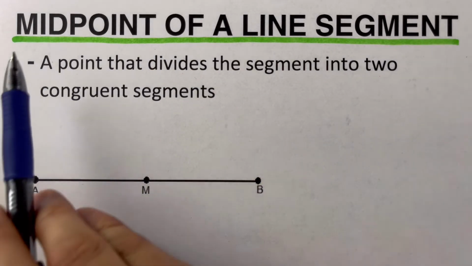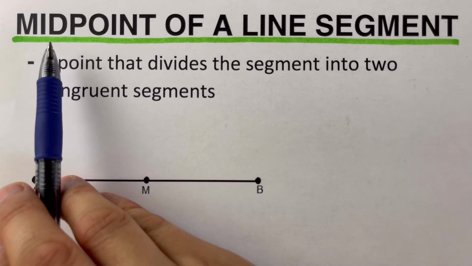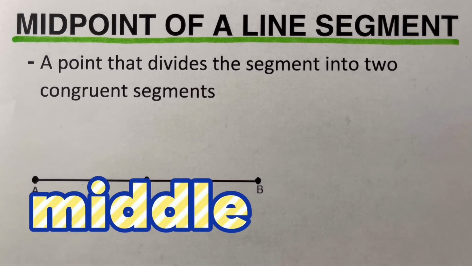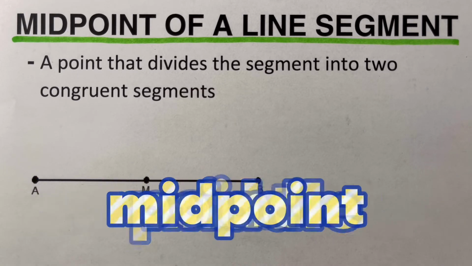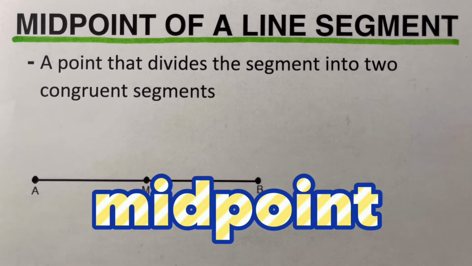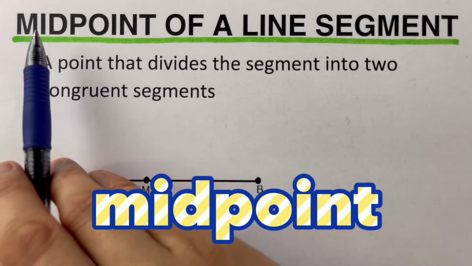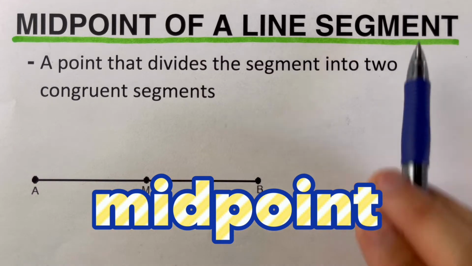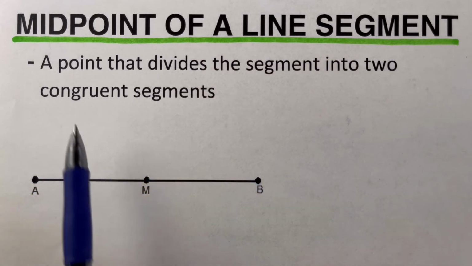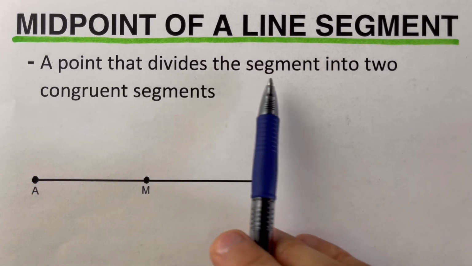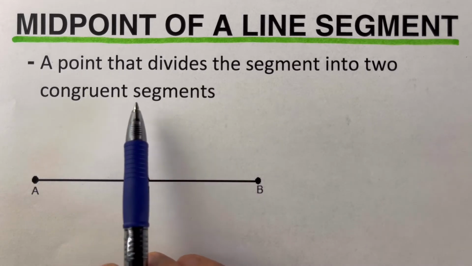Please remember that the word midpoint is a combination of two words, middle and point, combined together. This tells us that a midpoint is a point that is located in the middle of a line segment. Technically, a midpoint is a point that divides the segment into two congruent segments.